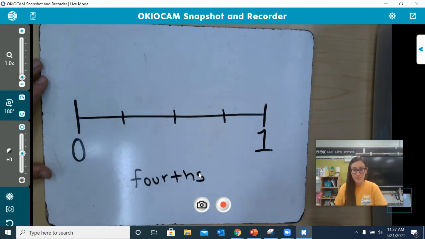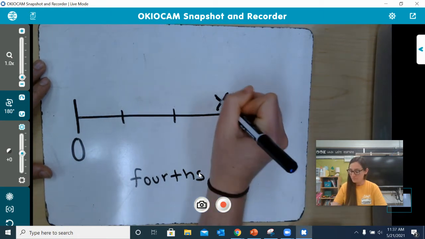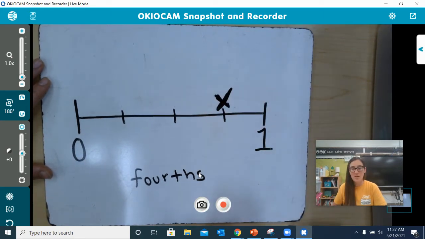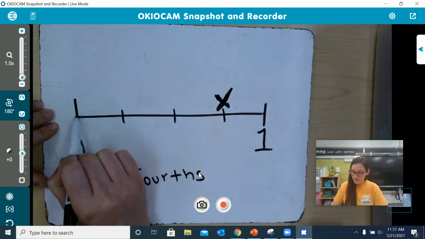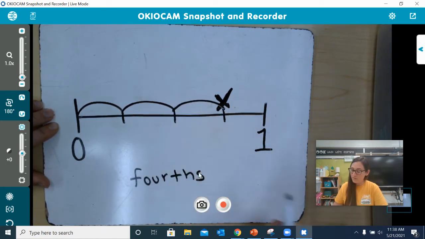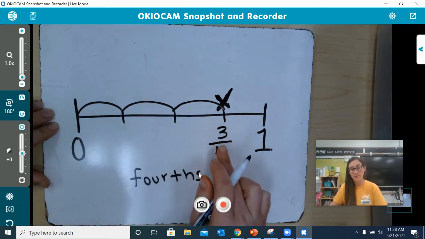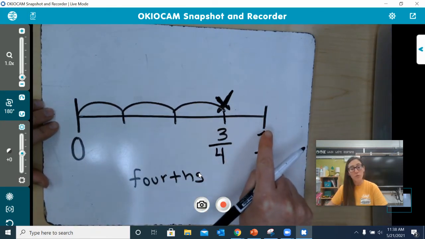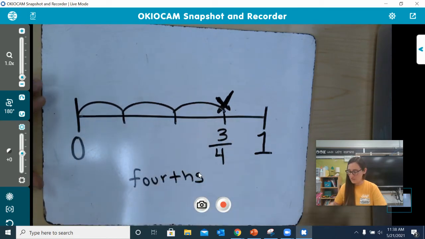So if I said this was a race and you are at this point right here, that's where you are in your race. What fraction of the race have you completed? I already know I split the race up into fourths, so now I'm thinking, how many fourths have I done? This is 1/4, 2/4, 3/4. So right here represents 3/4 of the way. You still have 1 more fourth to go. You're not out of the race yet, but you have completed 3 out of the 4 parts.